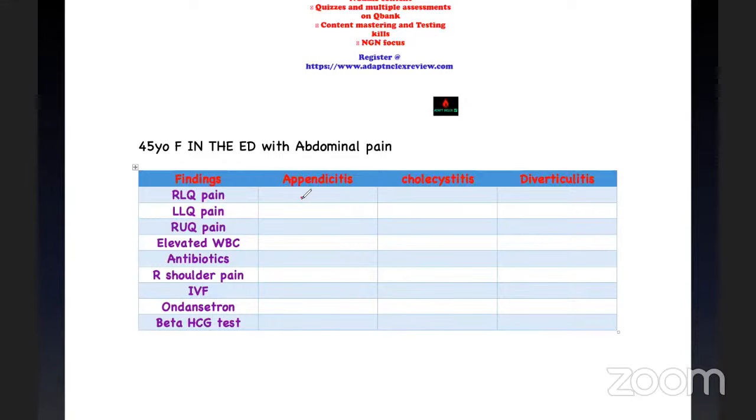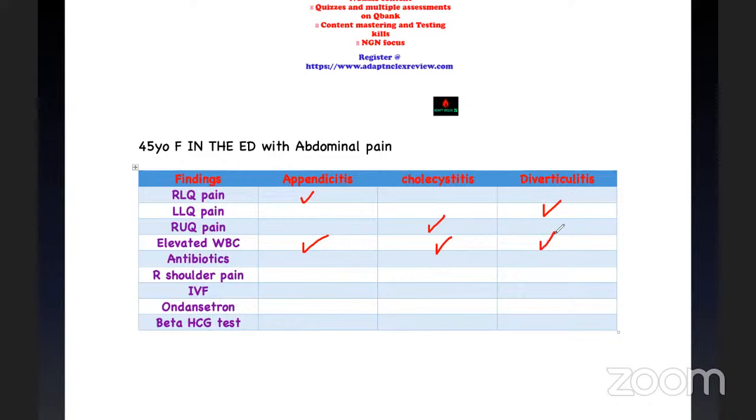Of course, appendicitis is a right lower quadrant pain. How about cholecystitis or diverticulitis? Where would the pain be? Left lower quadrant pain is mostly associated with diverticulitis, and right upper quadrant pain is associated with cholecystitis. All of them are going to have elevated white counts.